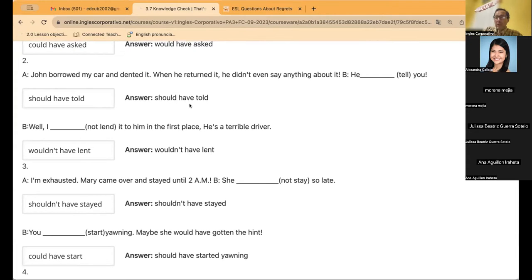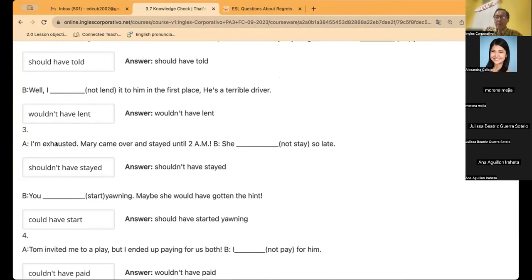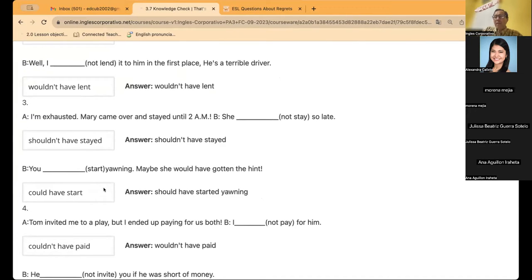Number two, good, should have. B, correct, wouldn't have lent. Good. Number three, shouldn't have stayed. Correct. Here we have a small problem. Remember, it's not start, always is verb in past participle. Here, we're going to have to use shouldn't have started, but also they're going to put in yawning. So it should have started yawning.